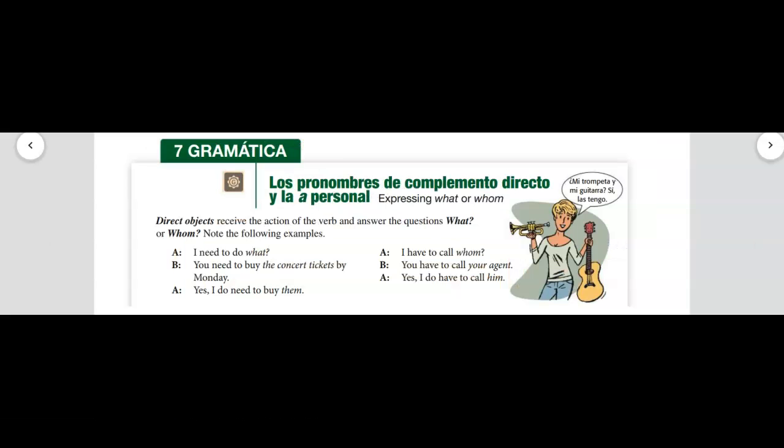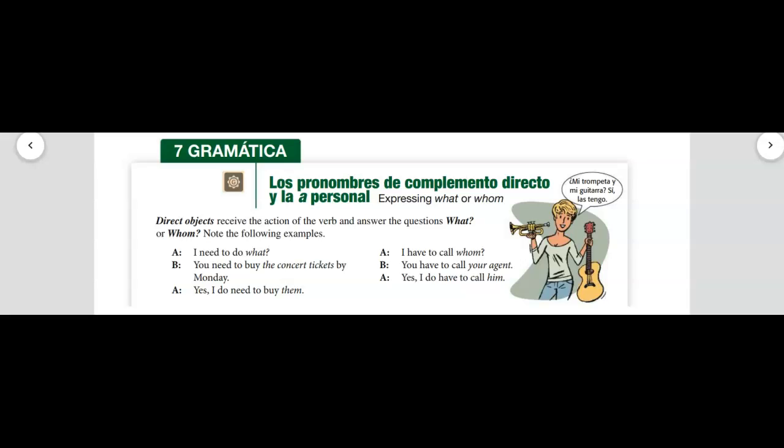Page 202. Direct objects receive the action of the verb and answer the questions what or whom. Note the following examples. I need to do what? You need to buy the concert tickets by Monday. Yes, I do need to buy them. Another example. I have to call whom? You have to call your agent. Yes, I do have to call him.